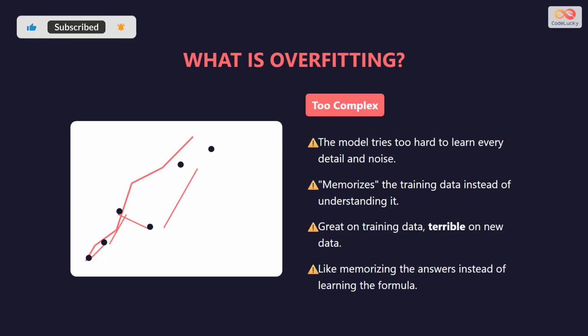On the opposite end of the spectrum, we have overfitting. This is like a student who memorizes the textbook word for word but does not understand the concepts. The model tries too hard, learning every single detail, including random noise and errors. It performs amazingly well on training data, but because it just memorized answers, it fails miserably when faced with new questions.